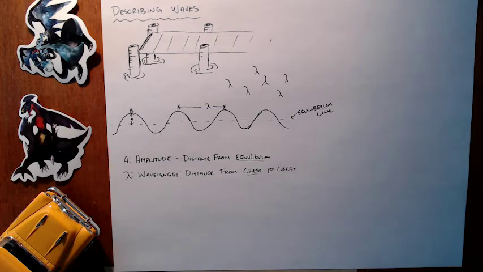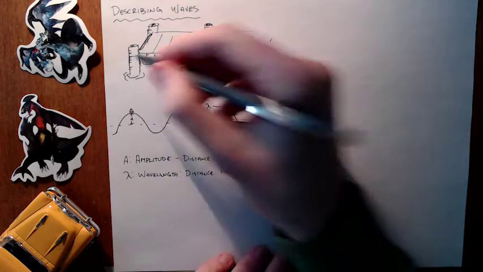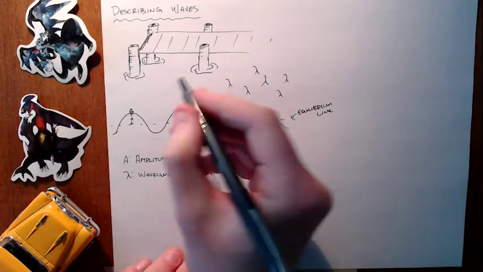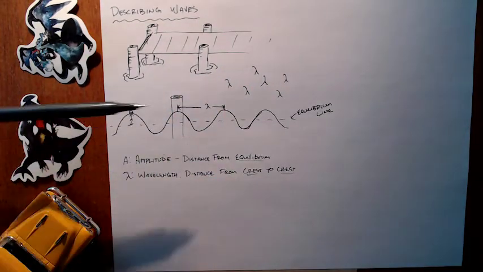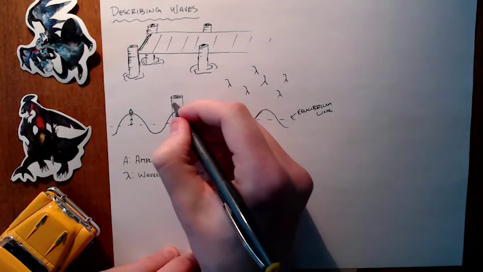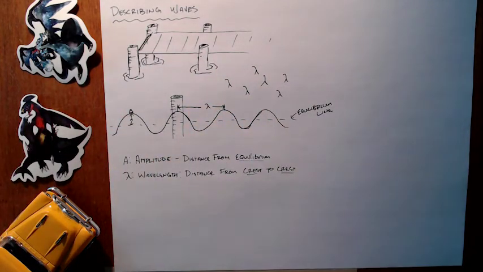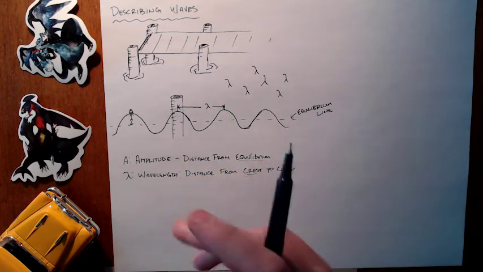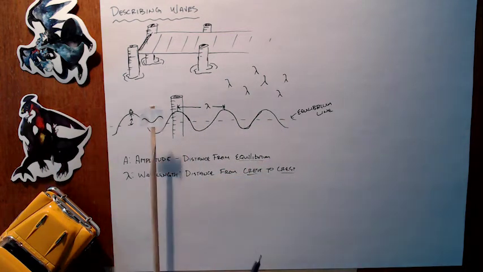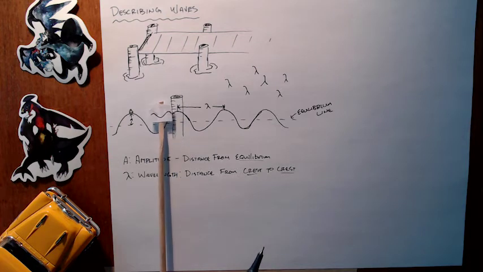But wait, waves aren't stationary, they also move. And things that move, well, they take time to move. So let's say that we have one of our dock posts sitting in the water here. Well, this wave is moving to the side, it's going that way. And we have a dock post here. One thing that we could count is how many times a wave crest will go past our dock post here.